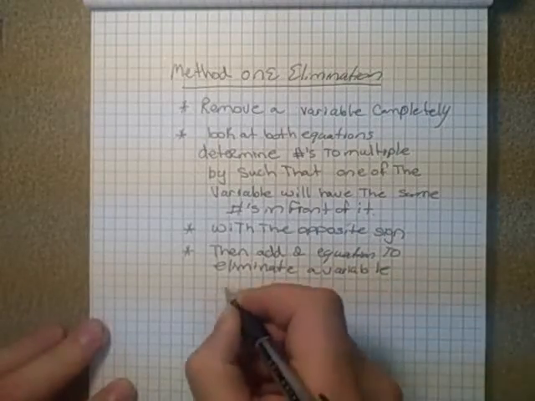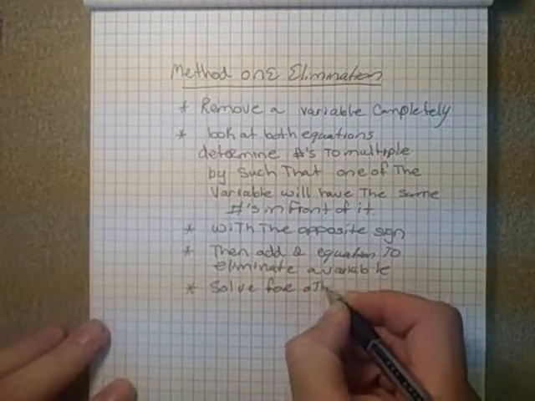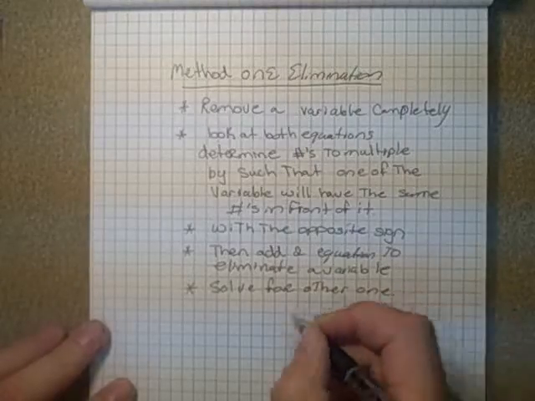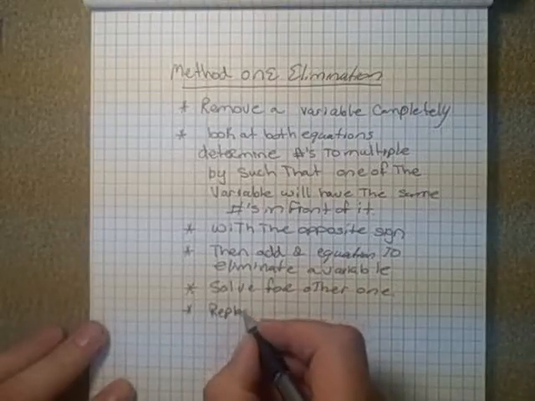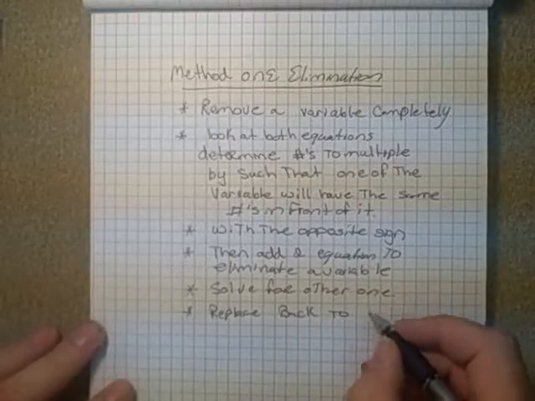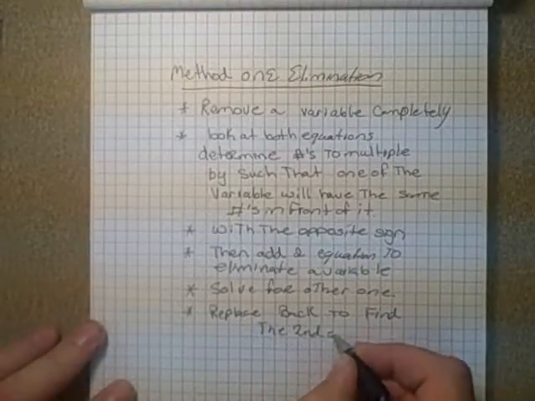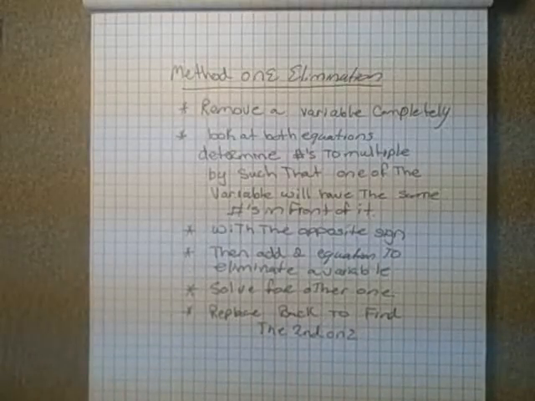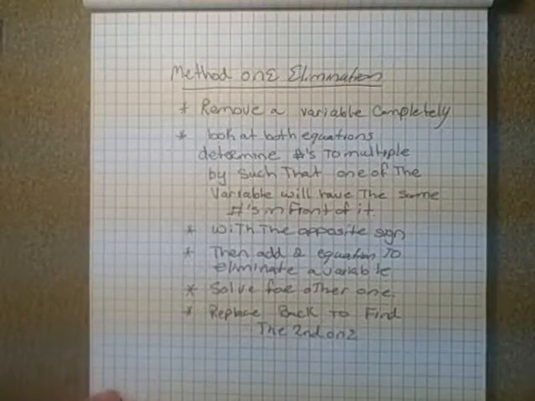And solve for the other one. And then we would then replace back to find the second one. So that's just a little bit of a summary. We probably went through it in a little more detail in class. And I'm going to do an example of the elimination method here for you so that you can see what's going on. So I'm going to flip my page.